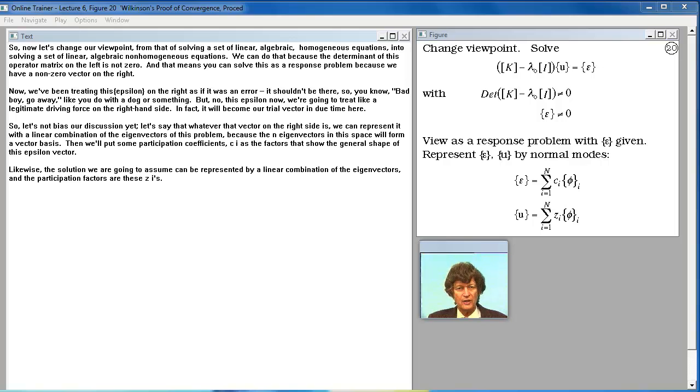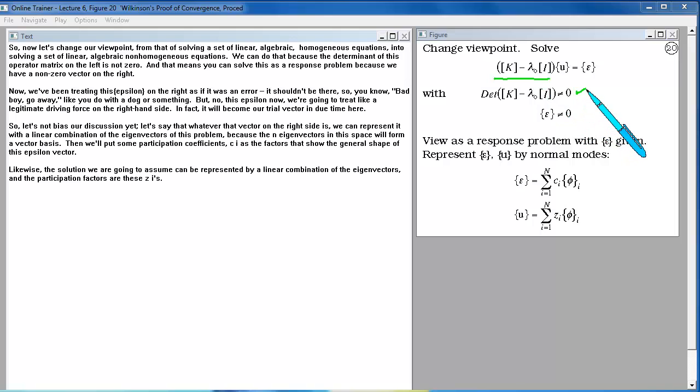So now let's change our viewpoint from that of solving a set of linear algebraic homogeneous equations into solving a set of linear algebraic non-homogeneous equations. We can do that because the determinant of this operator matrix on the left is not 0. And that means you can solve this as a response problem because we have a non-zero vector on the right.